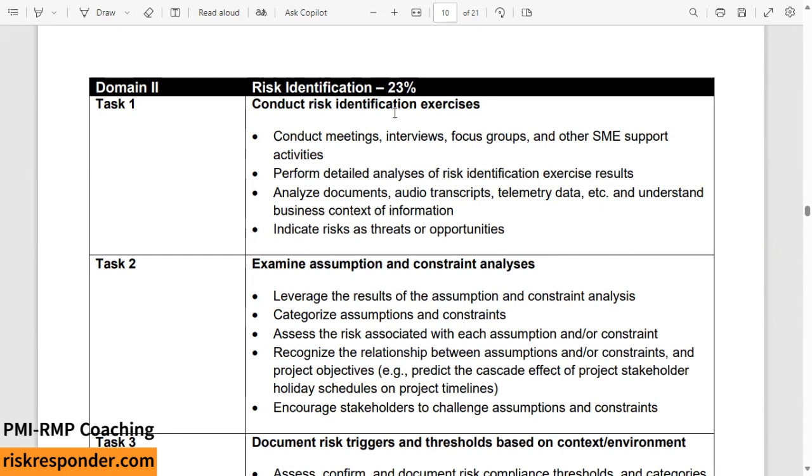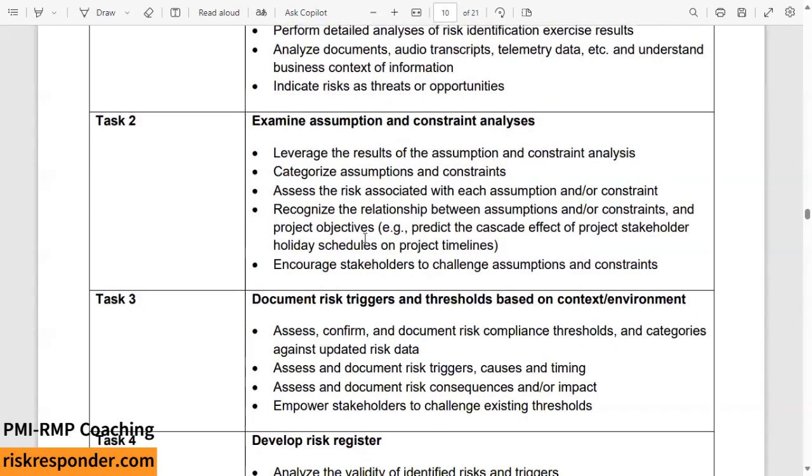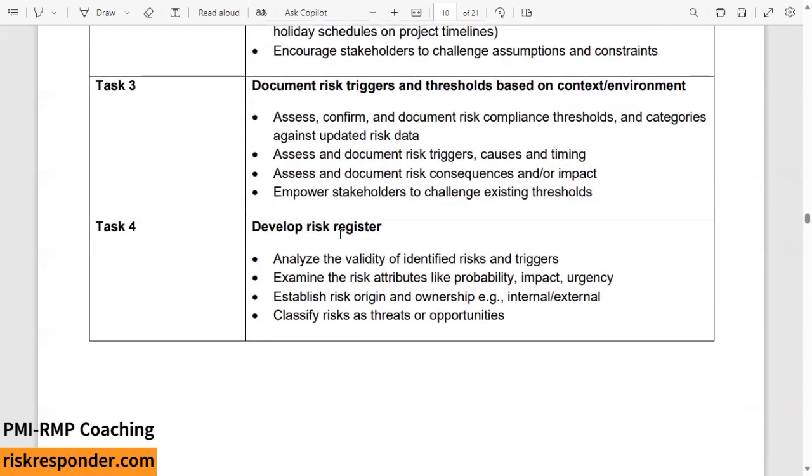So you conduct a risk identification exercise, of course, with subject matter experts, interviews, focus groups, and other vehicles. But the bottom line is you're trying to identify those risks, right? You got to examine assumptions and constraints to be done with this risk identification because you could have risks inherent in your assumptions and constraints. You also want to document risk triggers and thresholds based on the context and the environment. So a trigger is a warning sign that a risk is about to occur or has occurred.